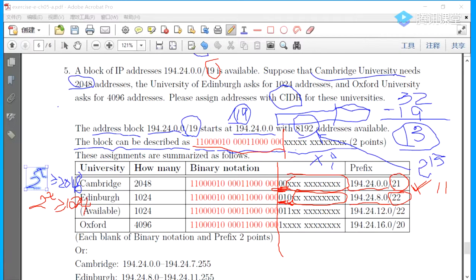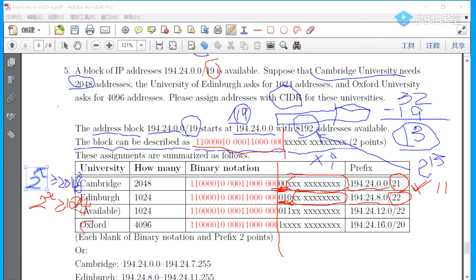Okay, then we can determine the base address is 194.24.8, here is 0000 four zeros, then followed with 1000. So when calculating the base address, we can set x equals 0. Do you understand? So we can get 194.24.8.0/22.